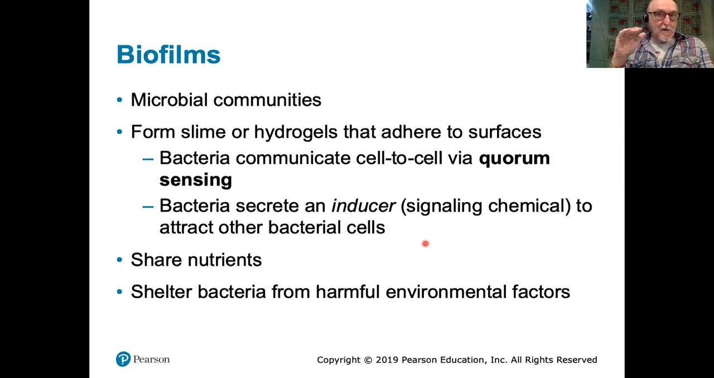That biofilm also may shelter the bacteria from all sorts of environmental features. And one of the really important ones is that our own microbiota very often forms a biofilm. We have a biofilm on our teeth, for example, on mucous membranes. We have biofilms in our gut.